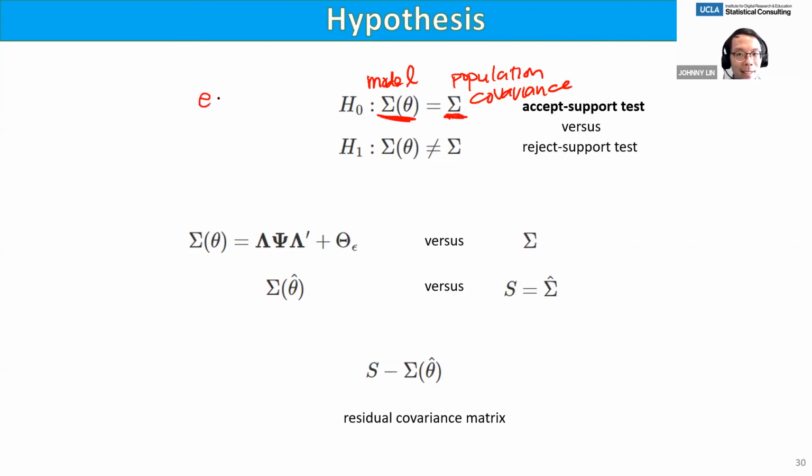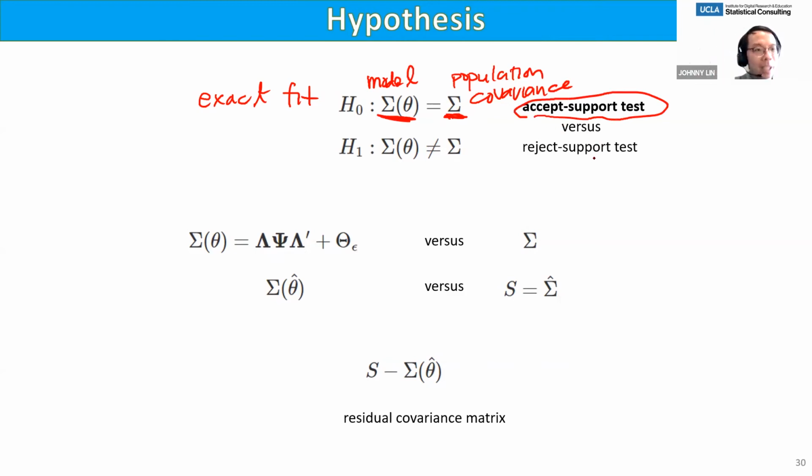And note that this is an example of exact fit. It just means it's exactly equal, which may or may not be true. But this is why this is called an exact fit hypothesis. And we'll talk about close fit later. But basically, you want this to happen. This is called an accept support test.